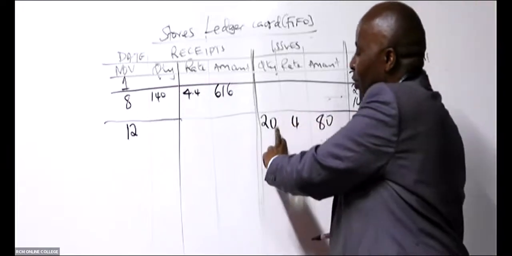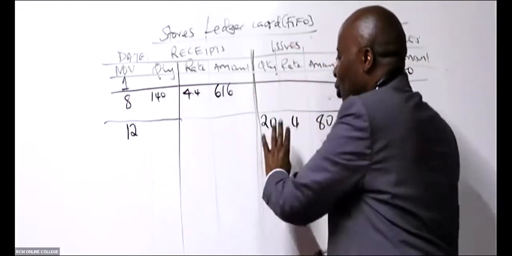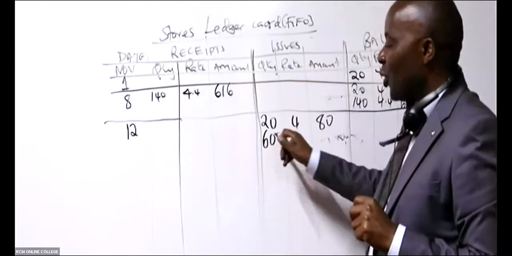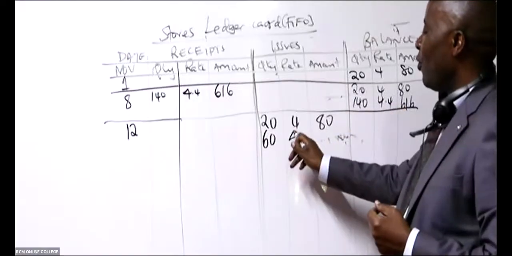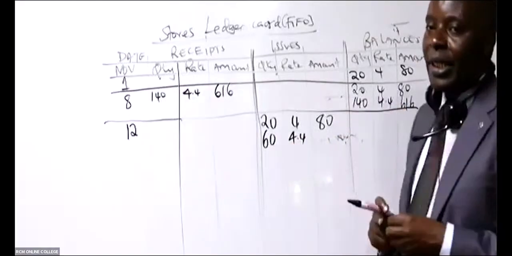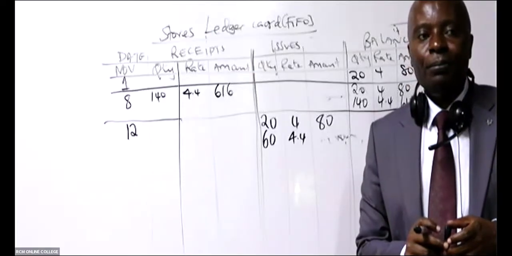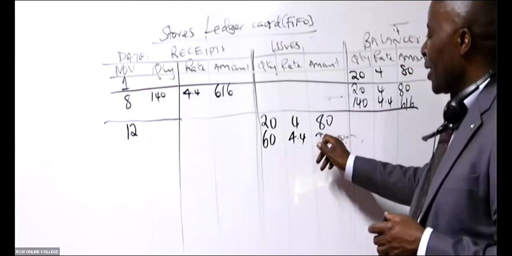But now remember, in terms of units, I'm supposed to issue how many in total? 80. Now I've issued 20. So what is the balance here? 60. So the 60 will come from which batch? The batch of 4.4. So what is 60 times 4.4? 264. So we have here 264.